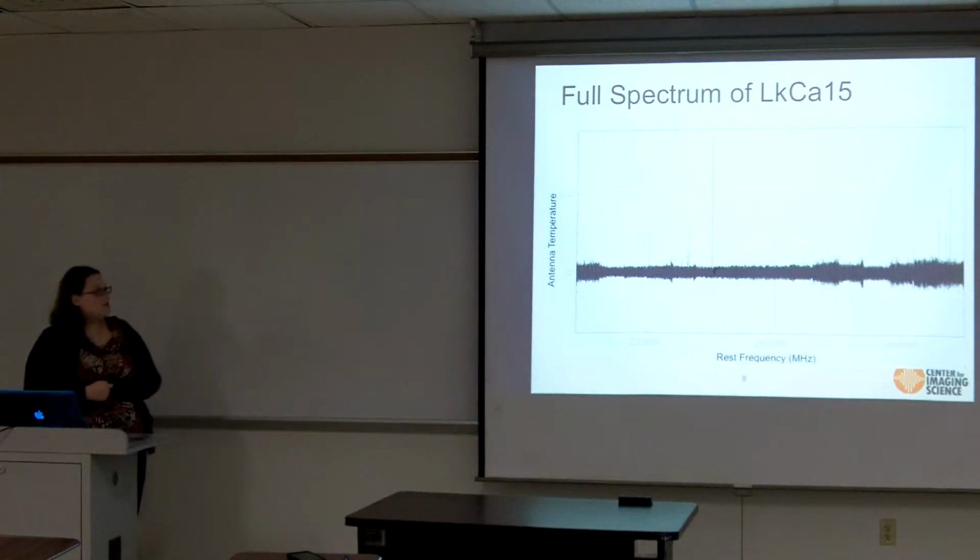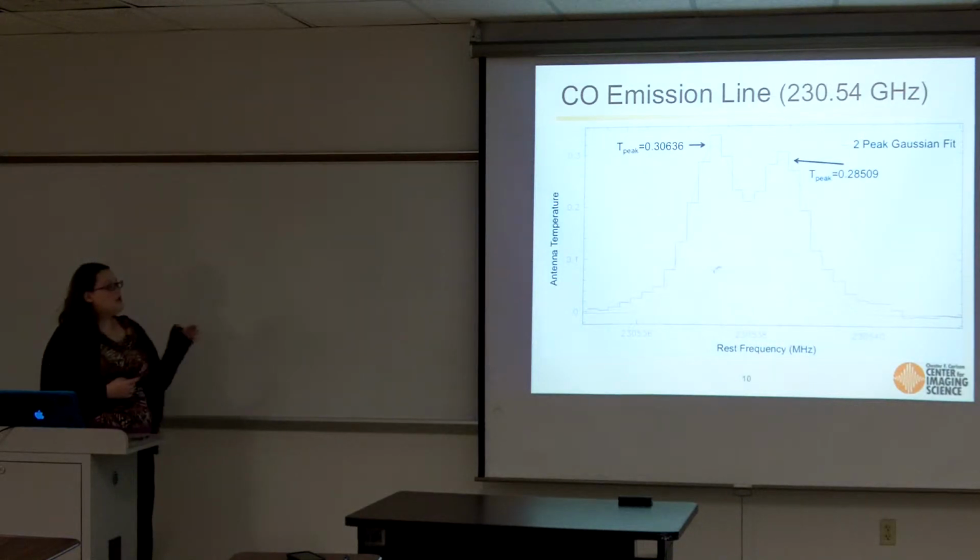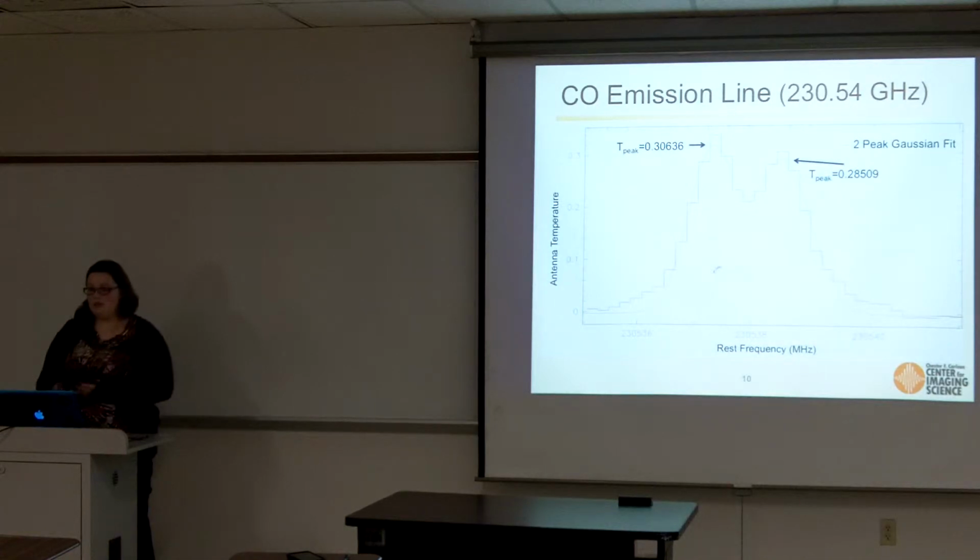So here's a picture of the full spectrum. And you can kind of tell there's definitely some emission lines, like right here, right here. Let's see. And then I zoomed in on the CO emission line, which was the brightest one. So it's clearly got this double peak picture, which is actually very telling of what's going on.